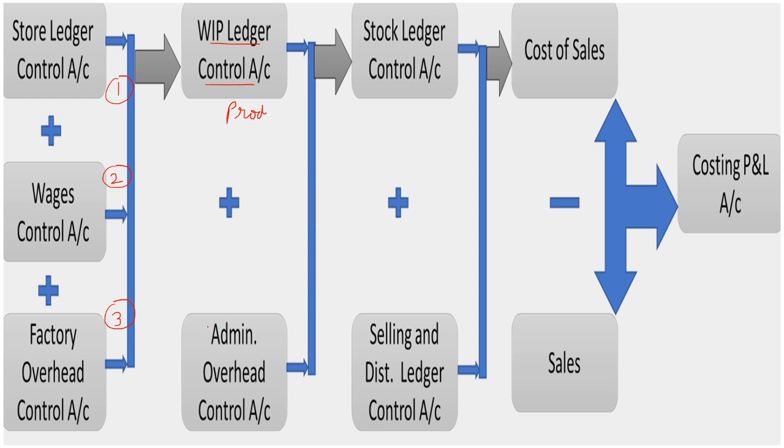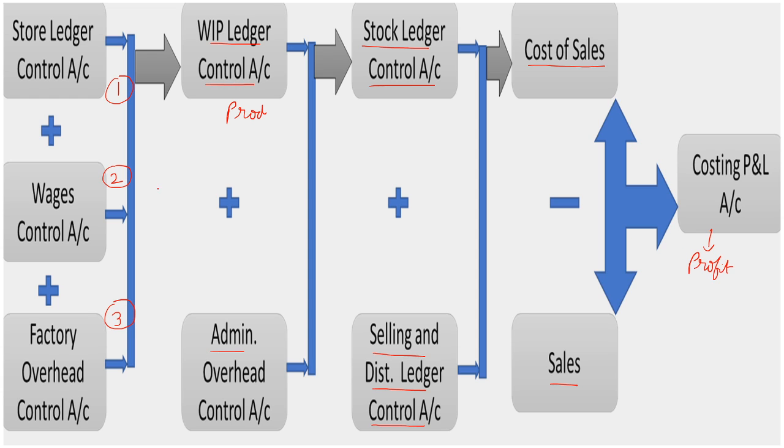Now these three account balances are transferred to production department or WIP ledger control account. Here we open another account which is office and admin overhead control account, and the balances of these two accounts are transferred to finished stock ledger control account. Here we open our last overhead which is selling and distribution ledger control account, and the balances of these two accounts are transferred to cost of sales, and the cost of sales and sales are transferred to costing P&L to find out the profit in the cost books.